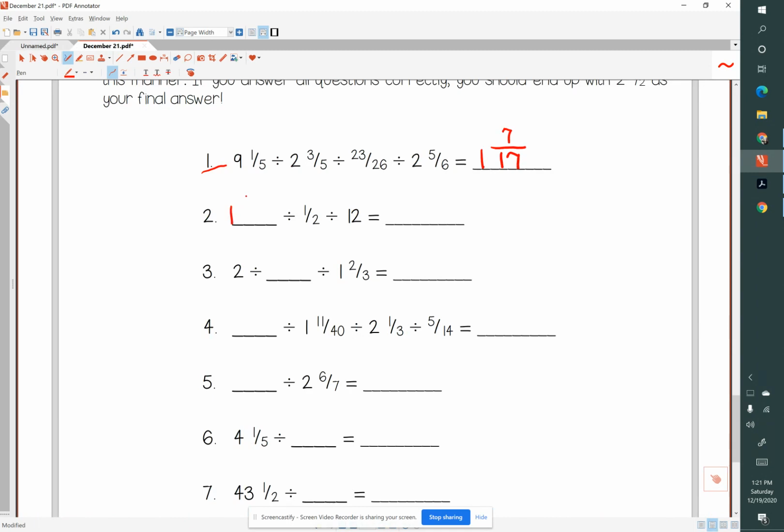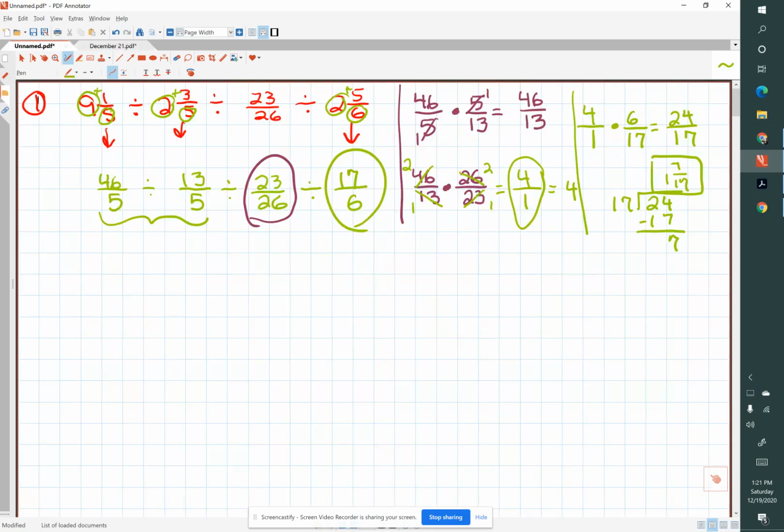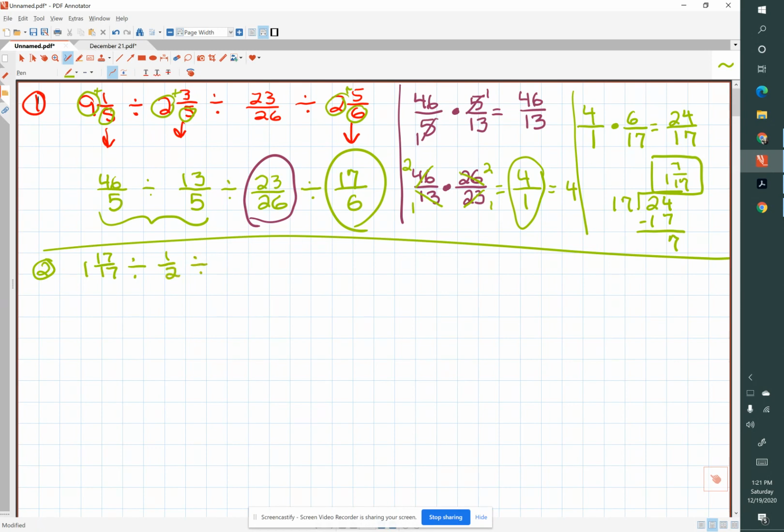And we'll put that on number 2. And let's get started with number 2. So we have 1 and 7/17ths divided by 1/2, divided by 12. So everything needs to be a fraction, so let's start converting where we need to.